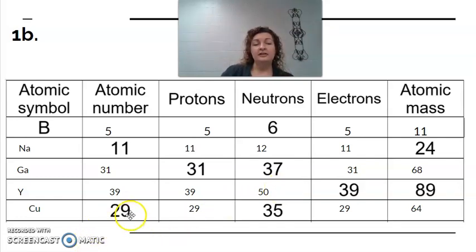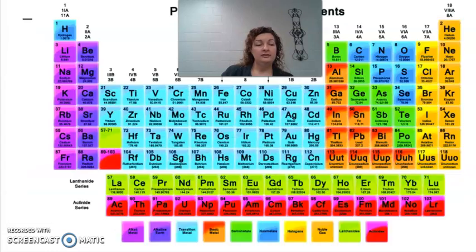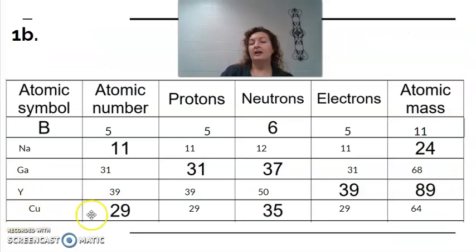All right, the last one gives you atomic number and neutrons. If my atomic number is 29, I can look on the periodic table for number 29, and I can see it's copper, Cu. So you can write that in: Cu. My atomic number is my number of protons. It is also my number of electrons in a neutral atom. And to get my mass, I have to add up protons plus neutrons. So 29 plus 35 equals 64.